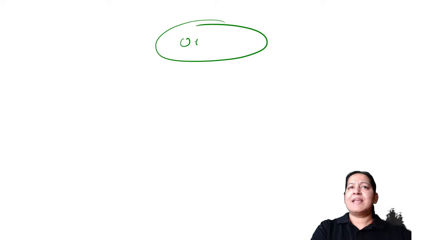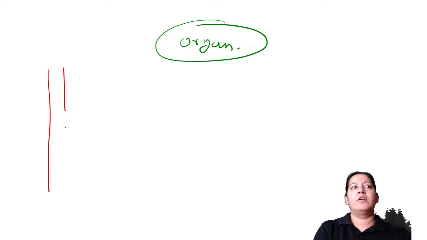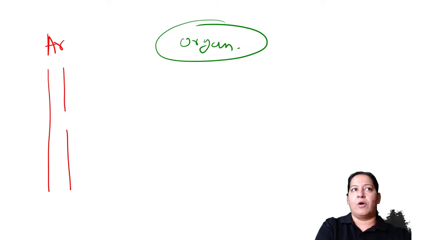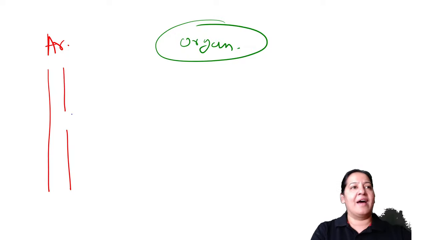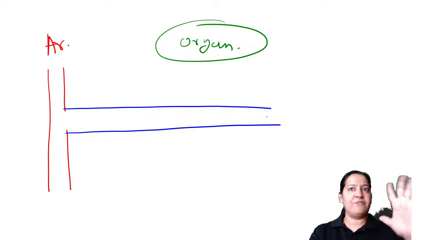Listen, this is an organ. Let me draw an organ. Consider it is any organ. Now, in all organs, what is the point? All organs have an artery which supplies pure blood to that organ. So, this is the artery of this organ. From the artery, the capillary arises. So, this is the capillary. The blue color is the capillary. It is arising from the artery.